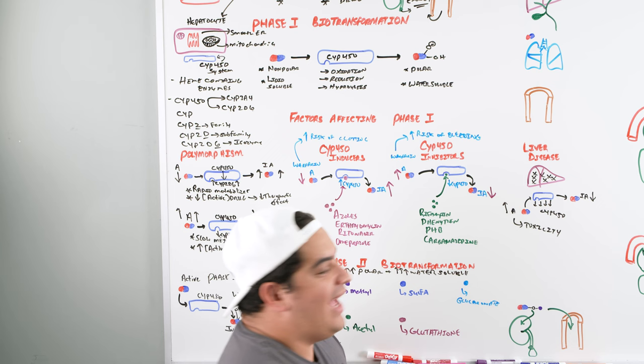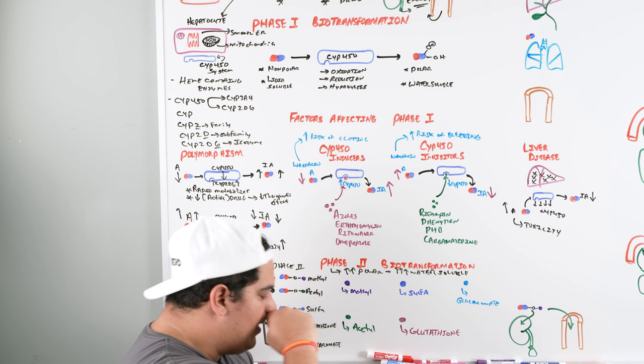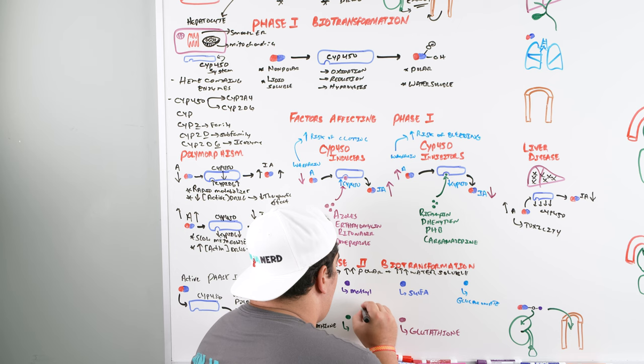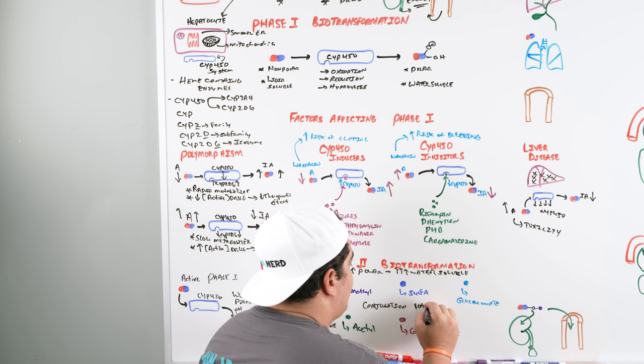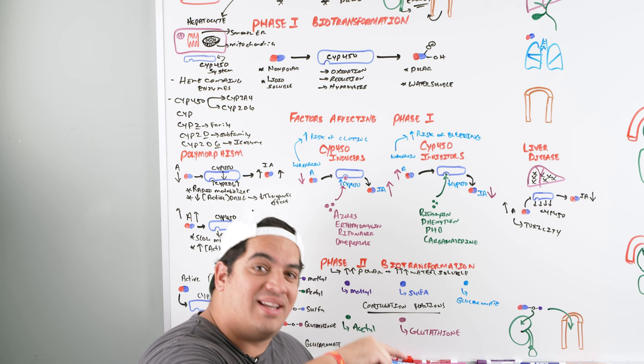So remember, this is the process where I'm adding groups onto an already slightly water soluble, already polar molecule. It's a very important terminology that I want you guys to remember. This is called conjugation reactions. Conjugation reactions will be taken care of by what's called your transferase enzymes in phase two, whereas the cytochrome P450 system will do hydrolysis, oxidation, and reduction reactions in phase one.